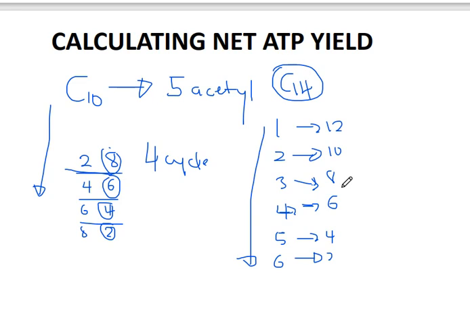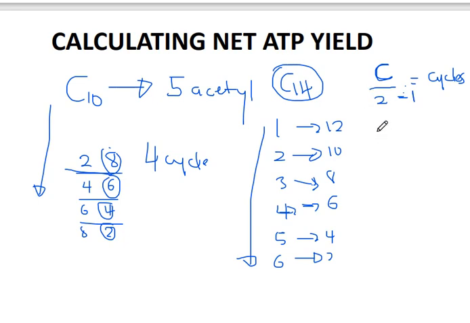When you are being given any fatty acid and you want the number of cycles that it will undergo, we use this formula. You take the number of carbons in the fatty acid divided by 2, then minus 1. This one is for finding the number of cycles of a particular even chain fatty acid.